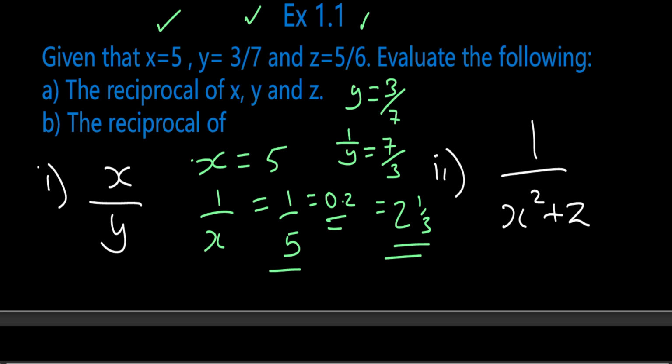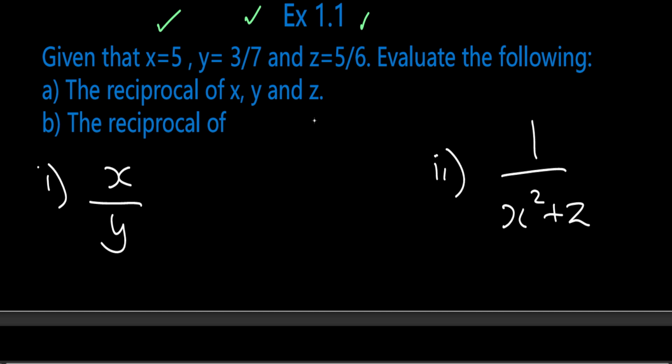And the last but not least, in which I need to wrap this up. The last is z, which is obviously 5 over 6, and the reciprocal is 1 over z, but you can also write it as z power negative 1.